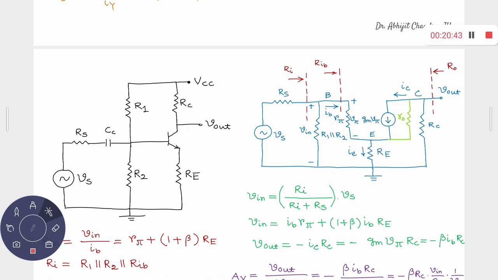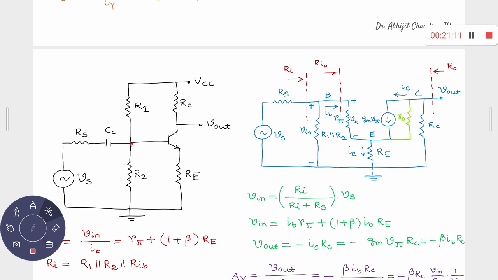Then what about the other part of the circuit itself? You have four resistors, R1, R2, RC, RE. All of them are biasing resistors. How do you connect them, and where? You understand that this terminal is grounded. This is hard ground, DC ground. That means this is also AC ground.